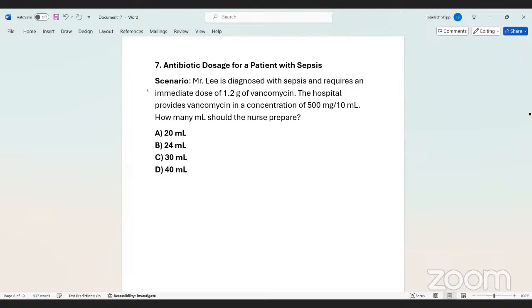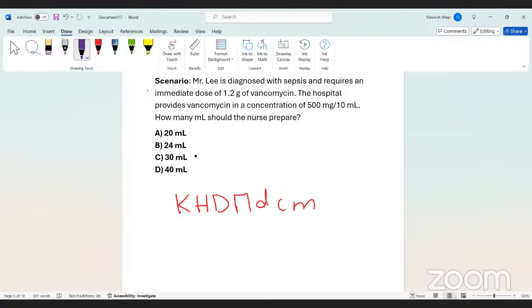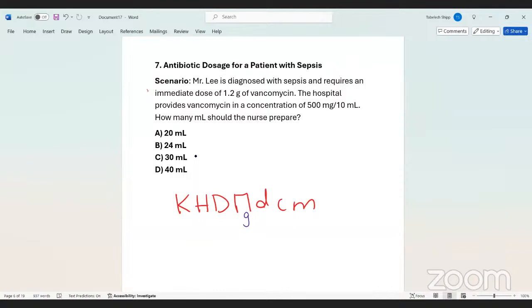I don't have my students memorize how many grams are in a kilogram, how many grams are in a milligram, how many kilos are in a gram. I simply tell them to use this conversion factor here: King Henry died by drinking chocolate milk. It's a mnemonic to help you remember it, okay? So right here at the base, this is where your grams are.